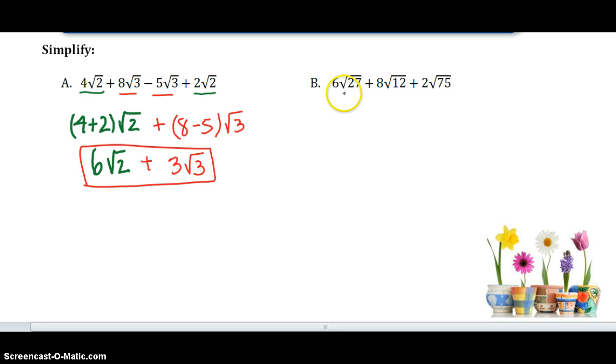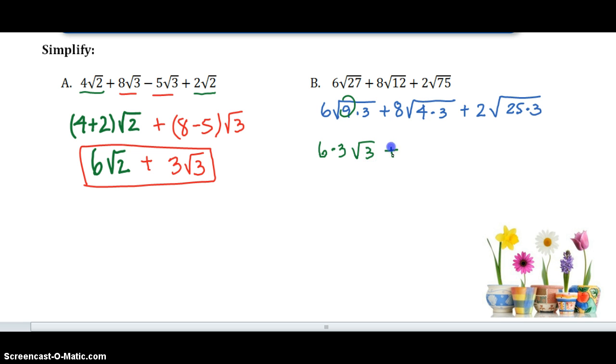Here we go. First I have to simplify these because those are big radicals. And I know that that is 9 times 3. And that is 4 times 3. And that is 25 times 3. So I can lasso out the square root of 9, which is 3, and 6 times 3 is going to be 18. Here I can lasso out a 2, which will be 8 times 2. And here I can lasso out a 5, which will be 2 times 5. And they're all on the square root of 3.